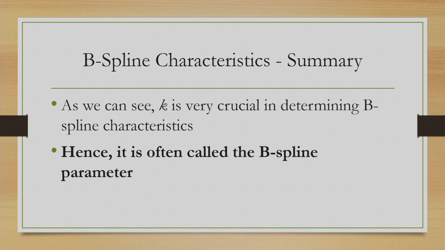Another characteristic is that k is actually very crucial in determining all these characteristics. So, this k value is often called the B spline parameter. You should keep this in mind that k is very important. It plays a very crucial role in determining the B spline characteristics that we have enumerated earlier. So, often k is called the B spline parameter.